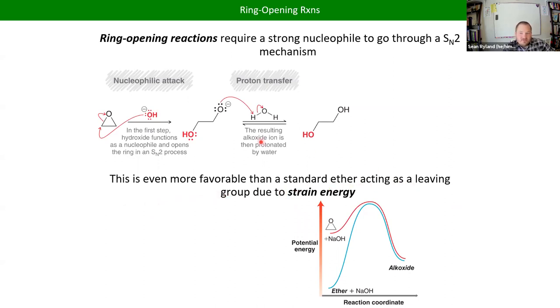Normally an ether is not that great of a leaving group. It's an okay leaving group. We can get it to go through a leaving group reaction, but the strain energy makes it a lot easier. If we look at a regular ether being replaced by a hydroxide and acting as a leaving group, it's pretty uphill in energy to get to that transition state. But if we start from the epoxide, it starts out so much less stable because of the strain energy that it's easier to get to the activation state. And plus, we actually can be making something more stable by opening that ring, even if it's something that's charged that normally we would think of as being pretty unstable. But we're breaking up something that was even less stable.